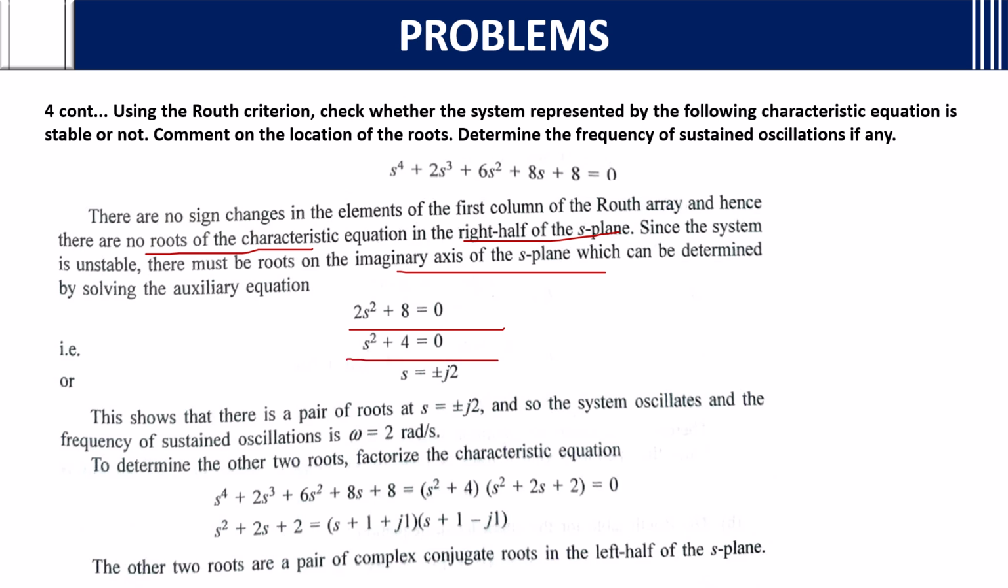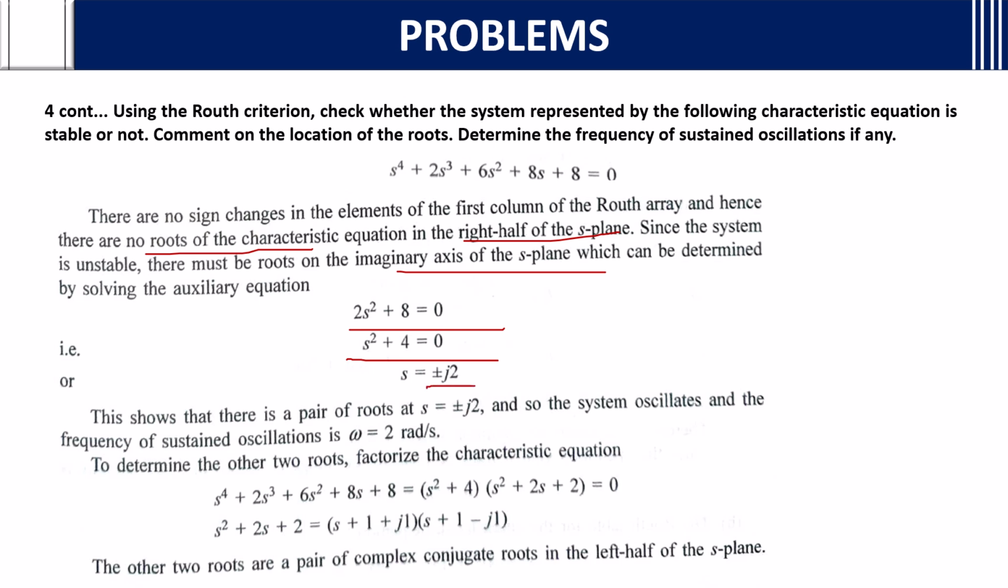Using this, if you take 2 common, you will get s square plus 4 equals 0. S square equals minus 4. Taking the square root on both sides, s equals plus or minus 2j, or j2. So from this you got the two values which are on the imaginary axis. Symmetrical poles are present on the imaginary axis.